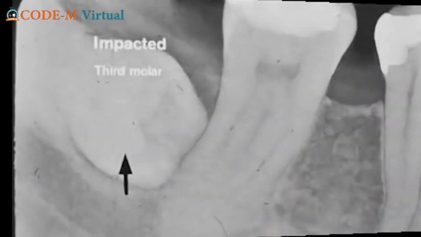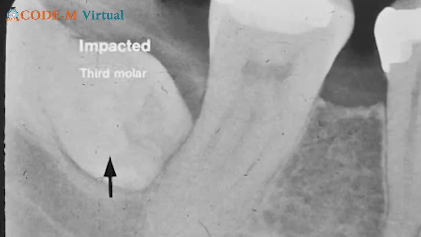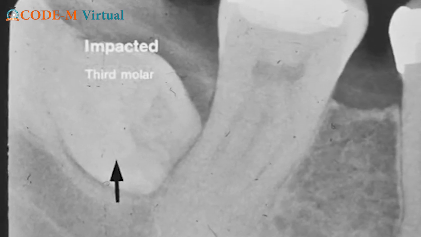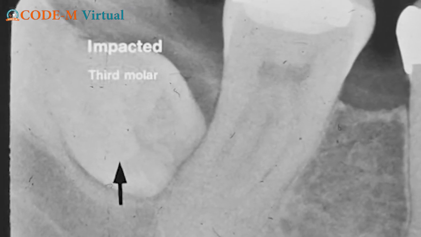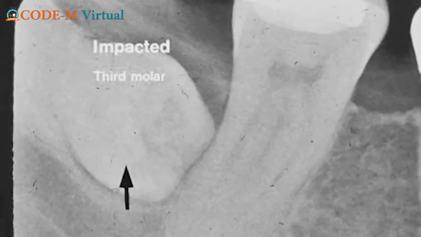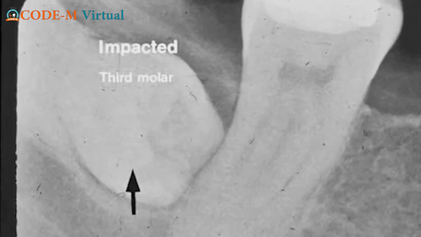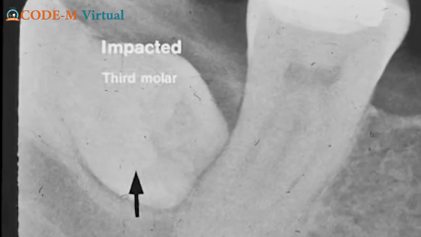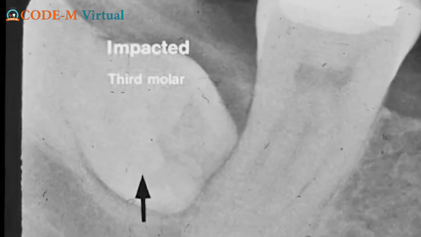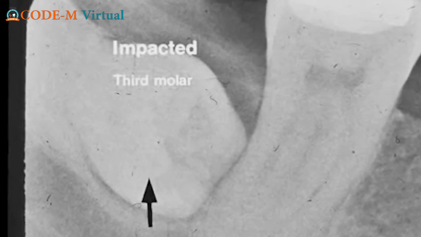This is an x-ray showing an impacted third molar, and the direction of the crown is showing that this is some type of ectopic presence of the third molar. This impaction can be of any reason, but this x-ray is showing us that this is an impacted third molar.